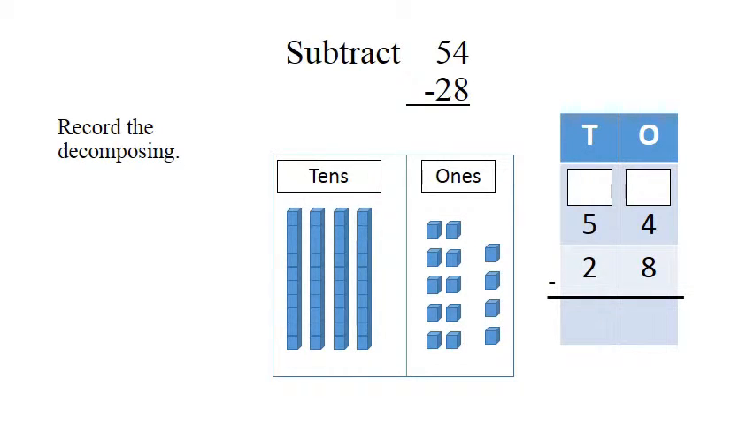Now I have to record our decomposition of the tens. So I had taken 1 ten, so I'm going to cross out the 5 in the tens place, the 5 tens, and I'm going to take away 1, so I'm going to have 4 tens left over. I moved 1 ten over to the ones place, so now instead of 4, I have 14 ones and 4 tens.